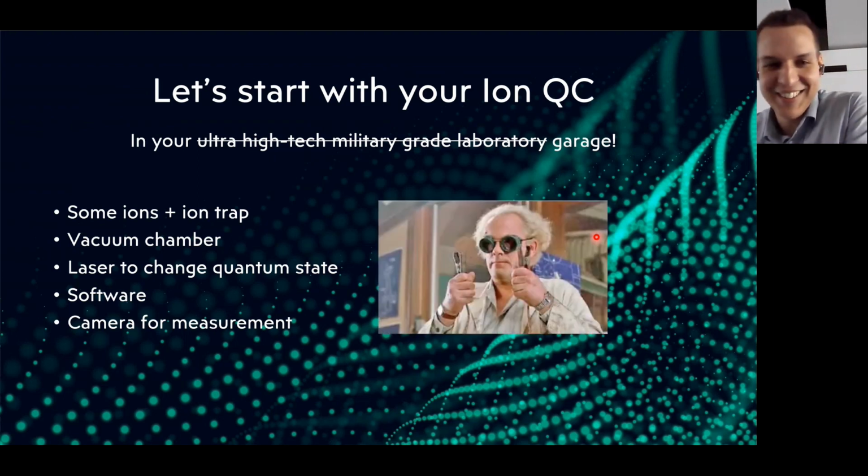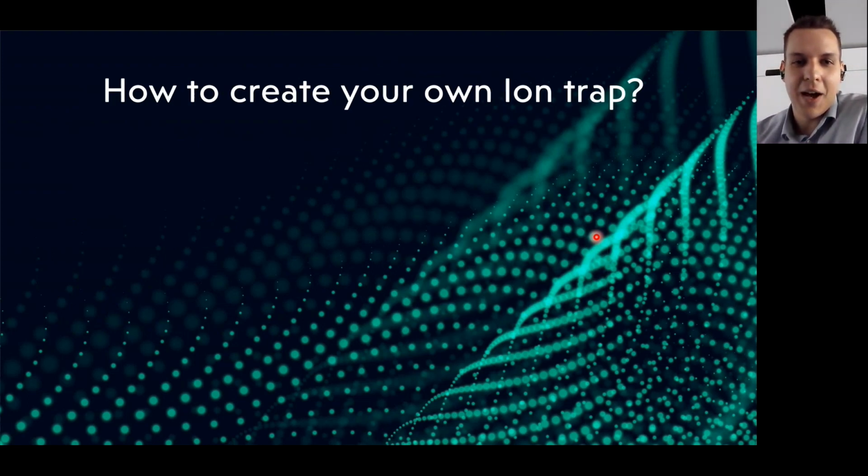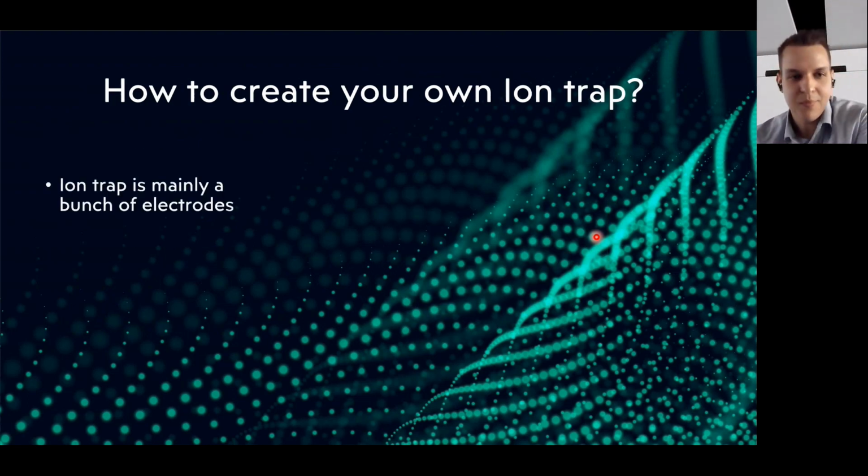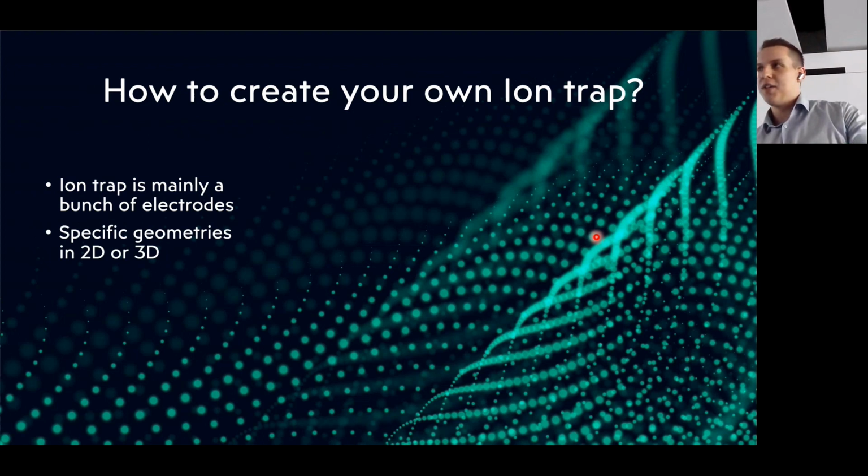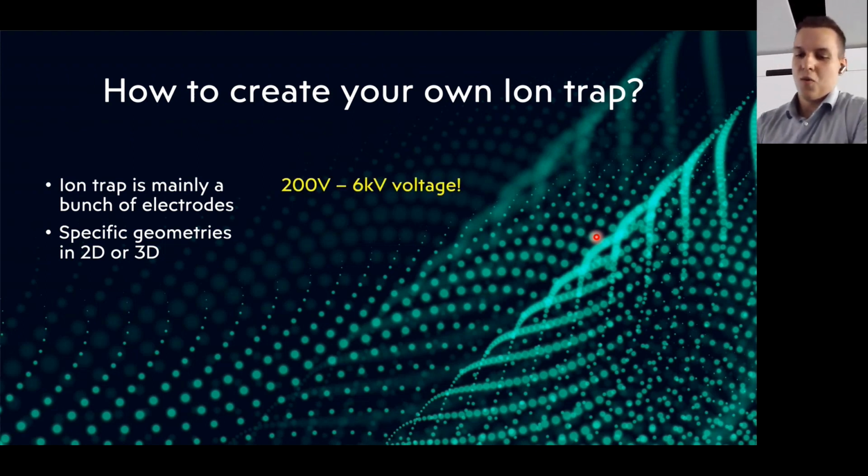Let's start. What is the ion trap? An ion trap is like metal electrodes, a bunch of electrodes, and you try to trap an ion in a specific position. And how you can do this is in a 3D room, or let's say construction we make, or even 2D on a chip. We will do both. You need 200 volts to 6 kilovolts, so it's high voltage.